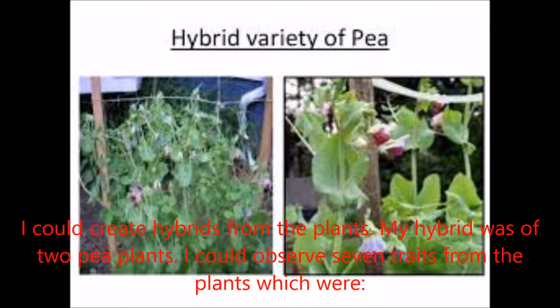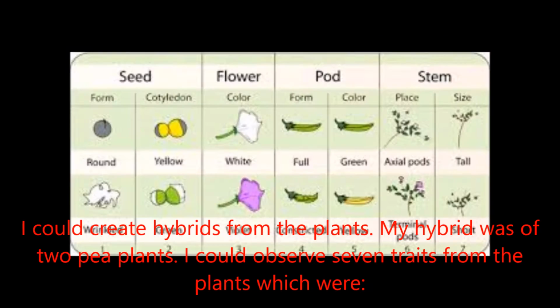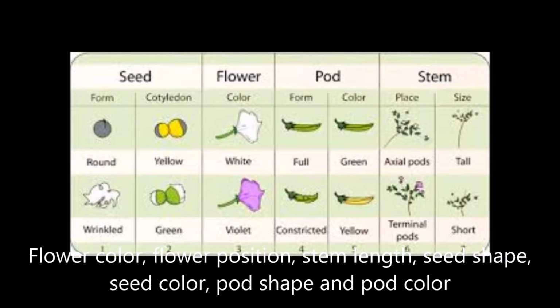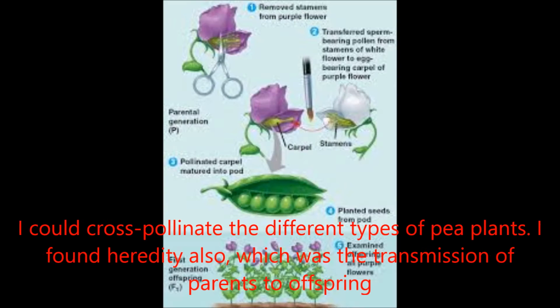I could create hybrids from the plants. My hybrid was of two pea plants. I could observe 7 traits from the plants, which were flower color, flower position, stem length, seed shape, seed color, pod shape, and pod color. I could cross-pollinate the different types of pea plants.